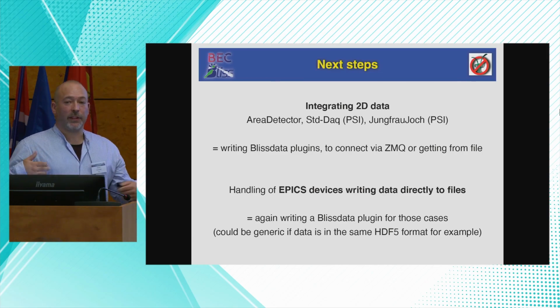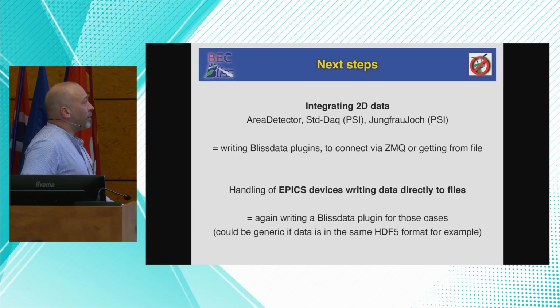So we can then write a Bliss data plugin that will automatically handle this, like we do at ESRF with our own system for 2D detectors, which is called Lima. Then we can do the same and either get data from ZMQ or from the file. And this is all handled by Bliss data plugins.